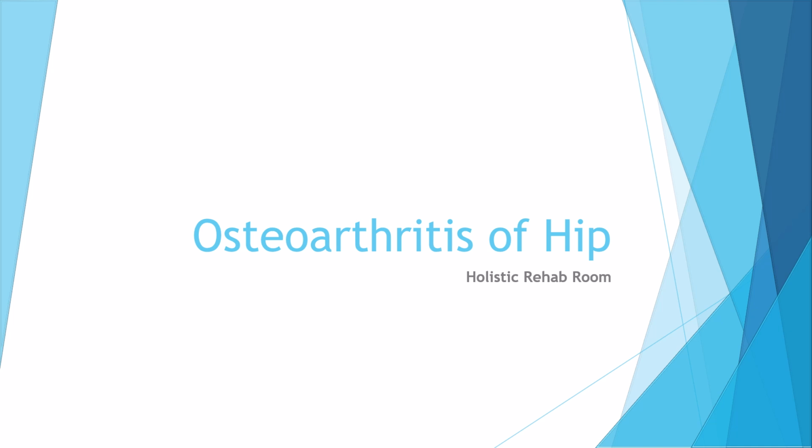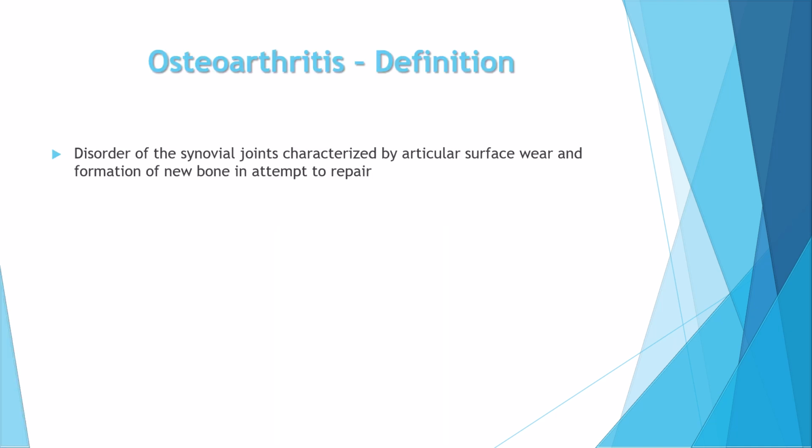Today we are going to be going over osteoarthritis of the hip. Osteoarthritis definition: it's a disorder of the synovial joints characterized by articular surface wear and tear and the formation of new bone in an attempt to repair the damaged bone. So the osteoblast will come and try to lay new bone, and when the synovial joints are affected, that's when you can get the inflammatory responses to flare.